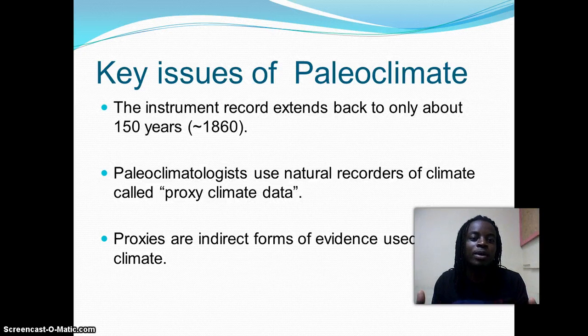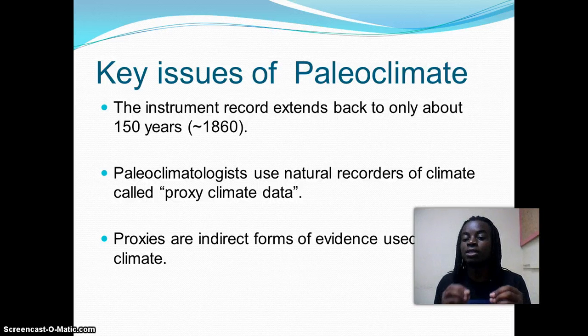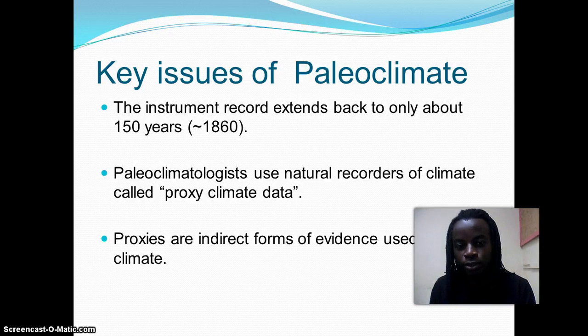So what do we know about the time before those 150 years? We don't know, because the key instruments that we're using do not allow us to. So this is a challenge to people developing scientific instruments to be used in the future. The paleoclimatologist uses natural records of climate called proxy climate data. We're going to go into proxies.